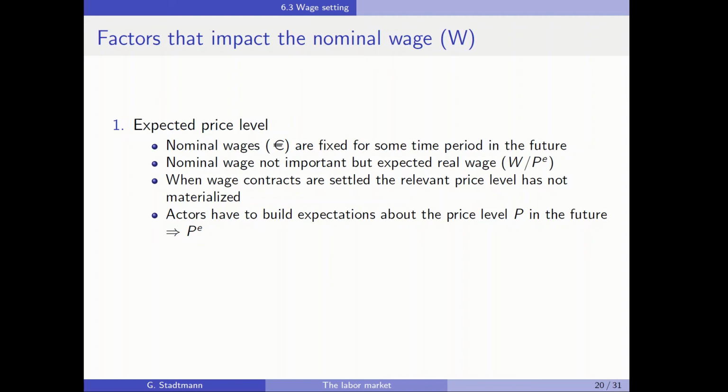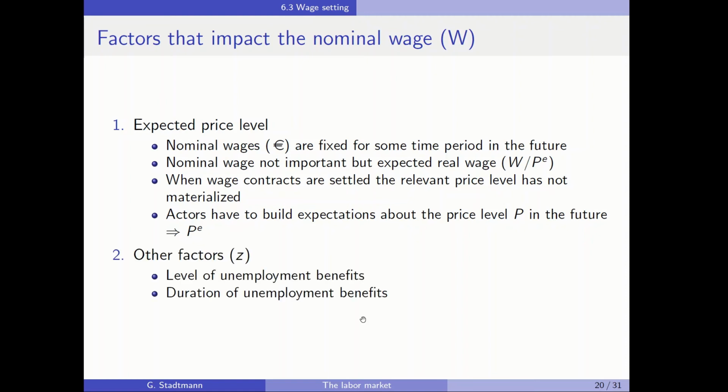When the wage contracts are settled, the relevant price has not materialized, so we don't know the chocolate price in the future, and therefore the actors like the labor unions and employer associations have to build expectations about the price level in the future, which is the expected price level. Other factors we have to mention are the level of unemployment benefits and also the duration for which unemployment benefits are granted.